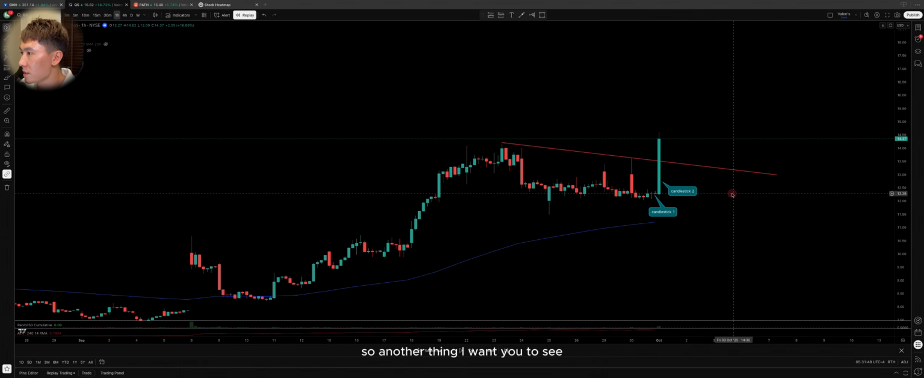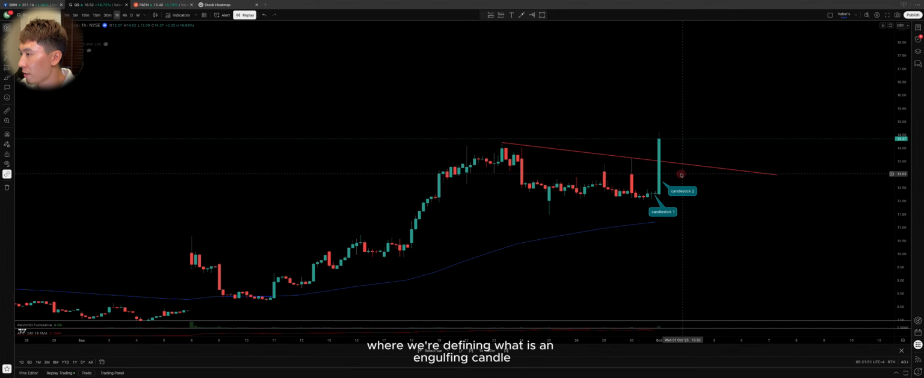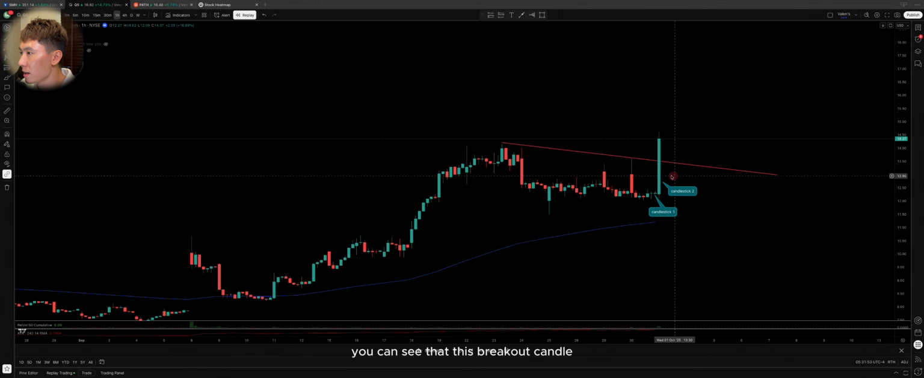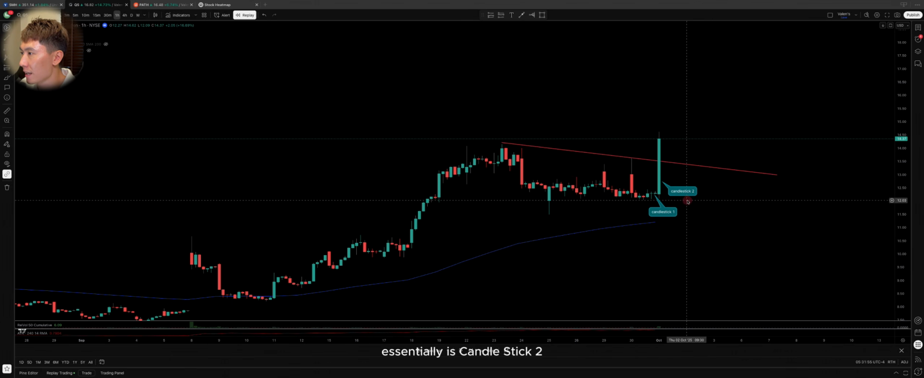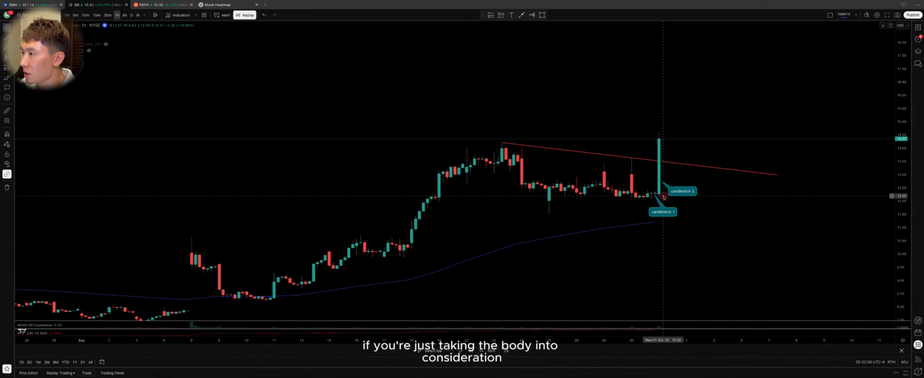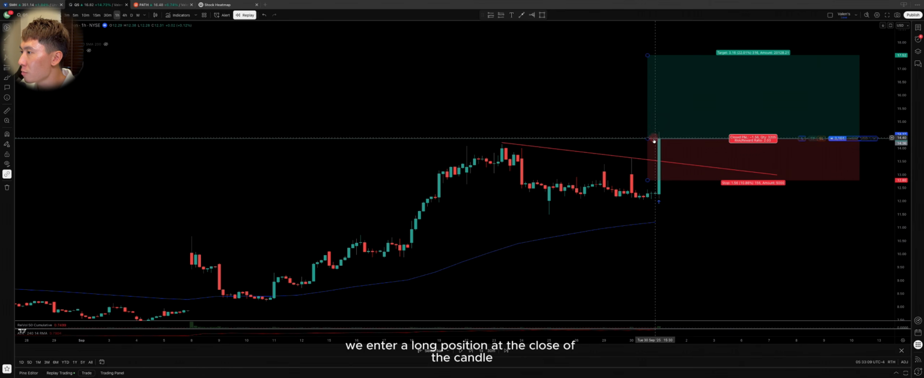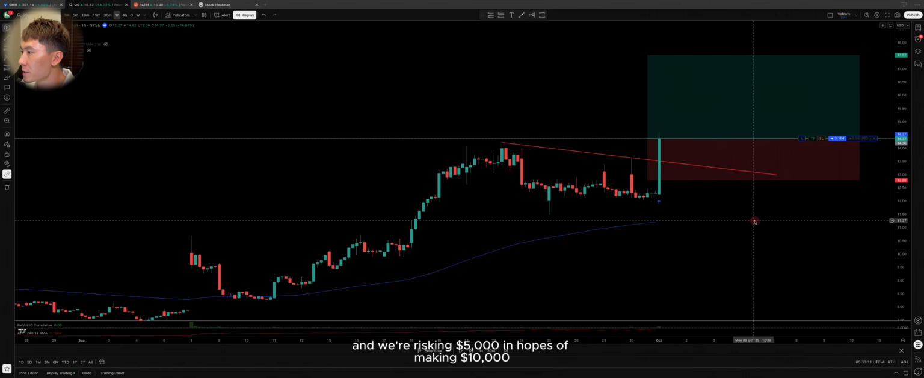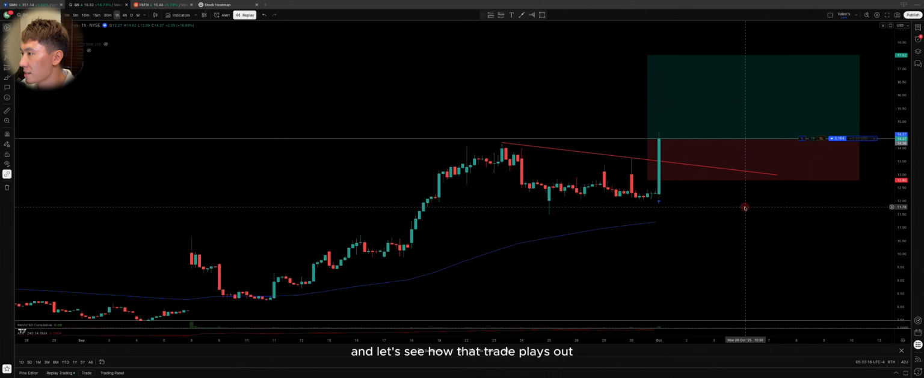Another thing I want you to see is that in our previous example where we defined what an engulfing candle is, this breakout candle essentially is candlestick 2 and the previous candle is candlestick 1. If you're just taking the body into consideration, you'll see that the body massively engulfs candlestick 1, suggesting that this is a very strong bullish momentum candle. It can also be considered an engulfing candle, and therefore we enter a long position at the close of the candle, and we're risking $5,000 in hopes of making $10,000. And let's see how that trade plays out.